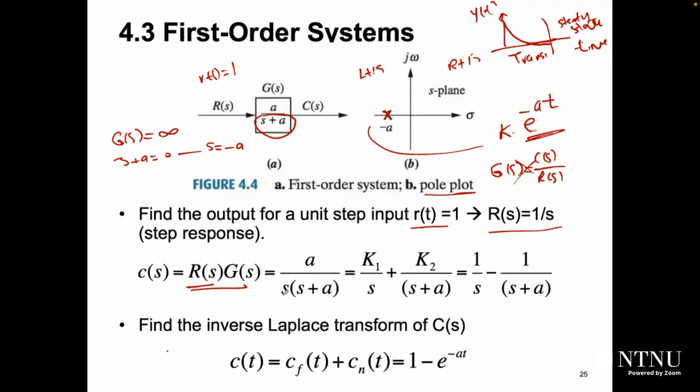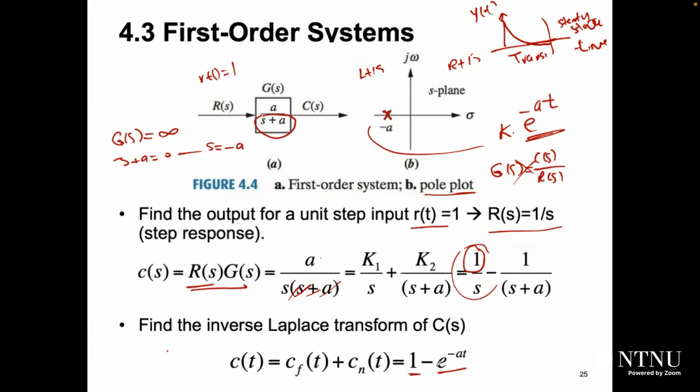Take the limit as S goes to 0. So it will be A divided by A, which is 1. And take the limit as S goes to minus A. So it will be A divided by minus A, which is minus 1. So it will be like this. Find the inverse Laplace transform. In this case, c of t will be 1 minus exponential minus at. So this will be my response.